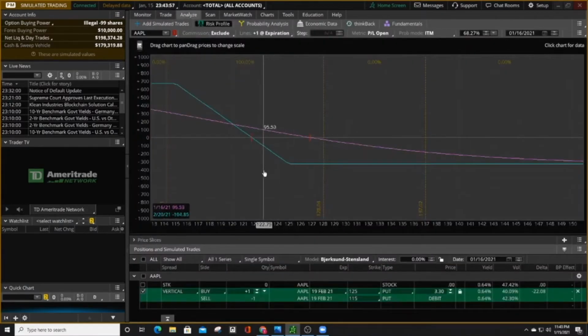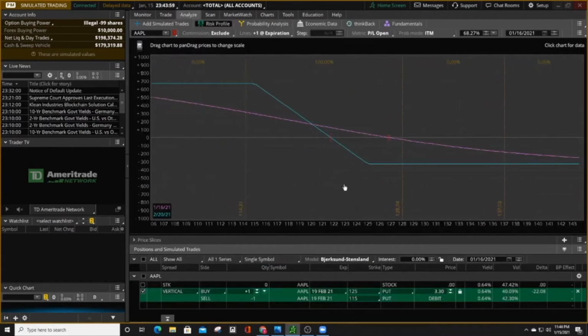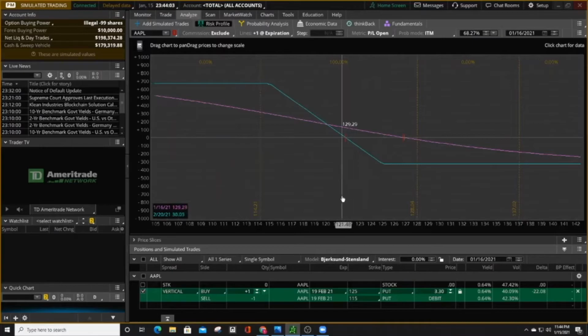And here we see it. Because we believe the price will go down, as the price goes down, it's when you make money. You have your break-even point, which is 121.80. As you go below, you make money. If the price goes up, you lose.